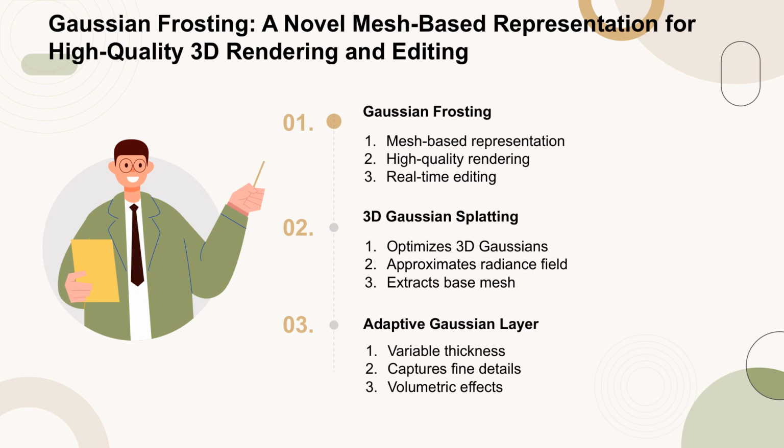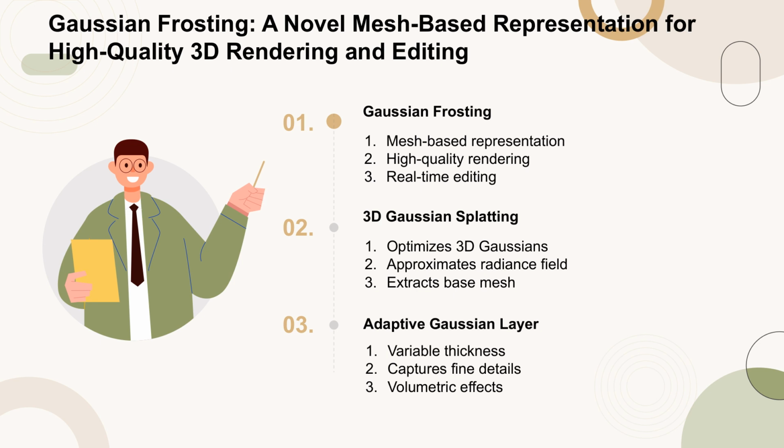complex effects. This approach builds upon the 3D Gaussian Splatting framework, which optimizes a set of 3D Gaussians to approximate a radiance field from images. The method begins by extracting a base mesh from these Gaussians during optimization. An adaptive layer of Gaussians with variable thickness is then built and refined around the mesh to better capture fine details and volumetric effects near the surface, such as hair or grass.